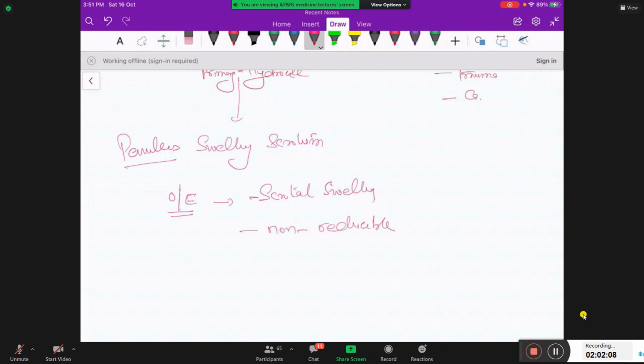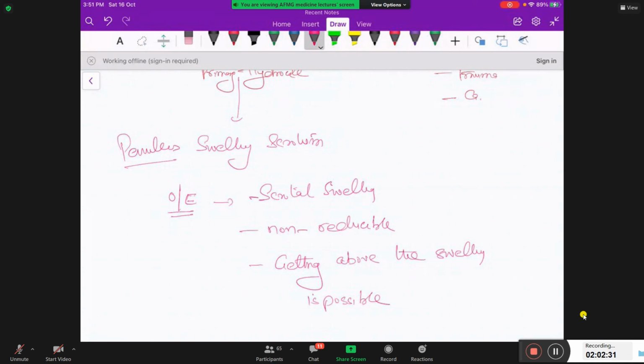So it is non-reducible, and getting above the swelling is possible. What do you mean by getting above? When you try to go above the swelling in a hydrocele, because it's a scrotal swelling, when you try to hold above it, you will be able to hold it.